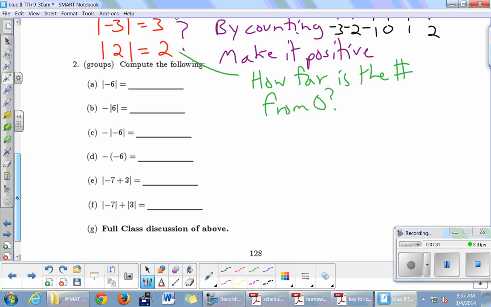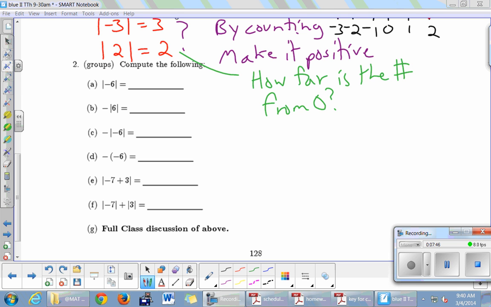Okay, we will come back together in maybe a minute and a half. In the meantime, with your neighbors, can you try to fill in A through F here? No calculators. Okay, so what do we say?